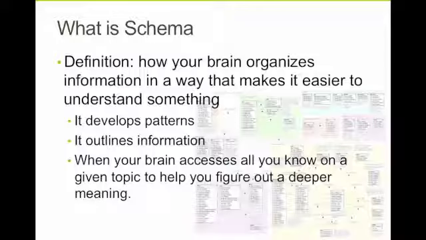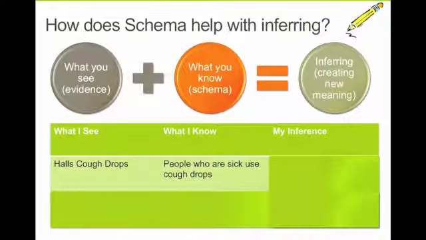So how does schema help with inferring? Well, basically what you're doing is taking what you see in front of you, your evidence, whether that's something physically happening in front of you or the words that you're reading on the page, and then you're accessing your schema, what you know from your brain, and that is going to equal your inference, where you're creating new meaning about something that's in front of you.